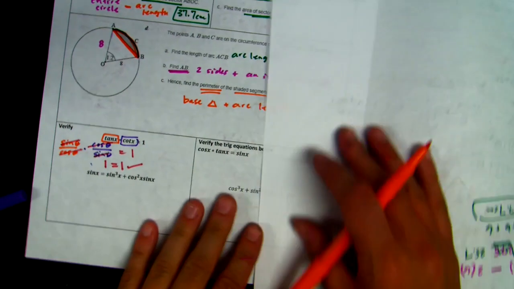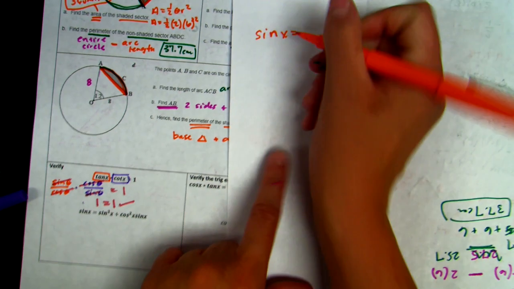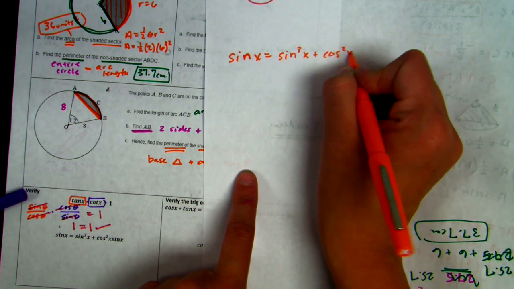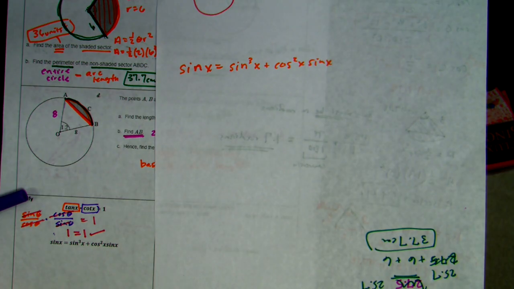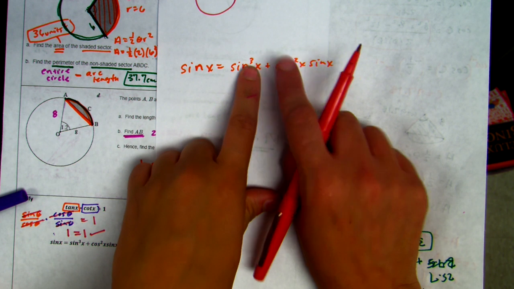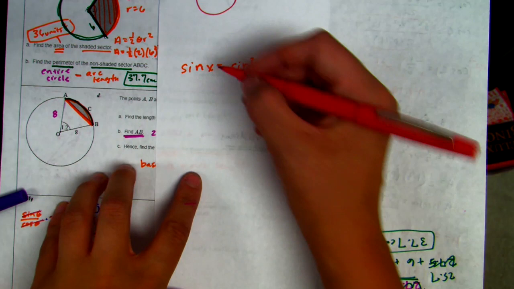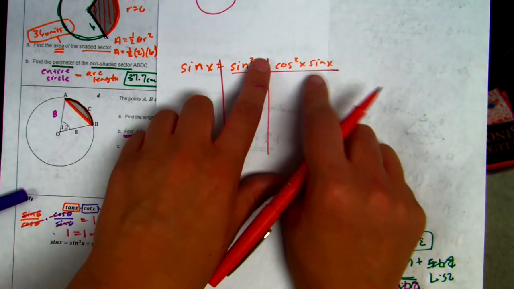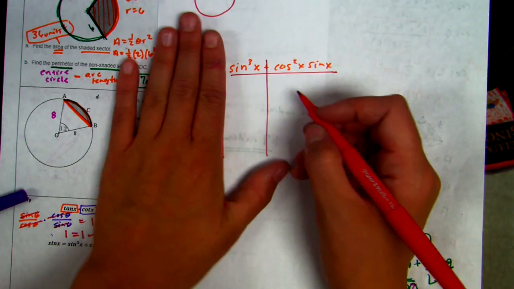I'm going to do it on this sheet of paper just to be safe space-wise. I've got sine x is equal to sine to the third of x plus cosine squared x sine x. So I know that I can factor this because I have some exponents here. I'm going to try greatest common factor here because my highest exponent is 3. So I'm looking just to factor this side of the equation. I'll look to solve that side later, but I'm looking to factor just this side first.